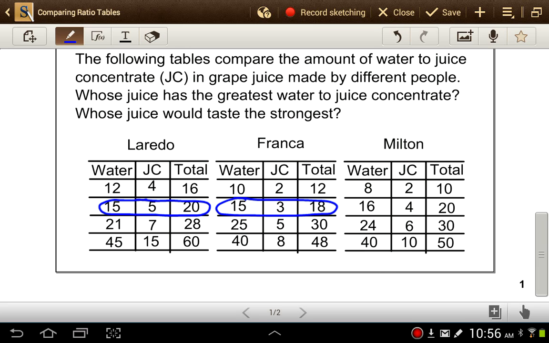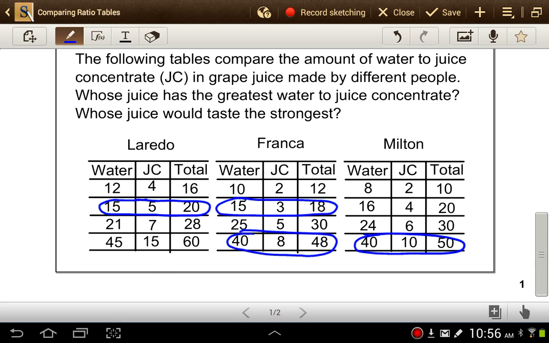Now let's check out Milton and see what he's got here. So I'm going to try to compare them. I'm going to look for anything that I can find that they both have, and oh, I found one, a 40 here. Okay, they both have a 40. So when I look at that 40, I'm going to compare them. Again, they both have the same amount of water, so who has more juice concentrate? Well, Franca has the same amount of water, but she has less juice concentrate. She only put an 8, he has 10 in there, so he has more juice.